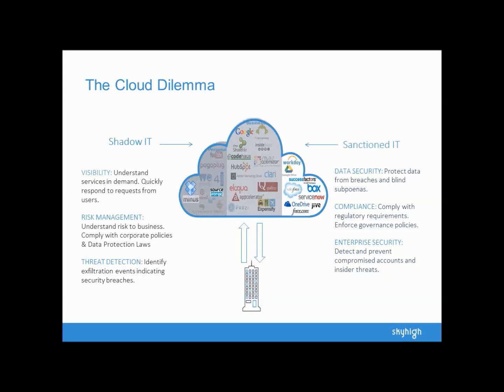But it can also be looking at risk, looking at the danger points when users were signing up to cloud services and putting data there, sharing information. We need to understand that risk, the risk to the business of losing intellectual property, the problems that can come from the bad publicity of losing customer data, the possibility of losing your very valuable intellectual property in the organization, and ensuring that you're complying with the data protection laws, which we'll be talking about in a moment. And then also looking at possible threats, exfiltration events that might indicate a security breach.